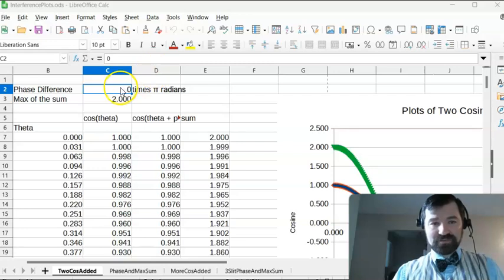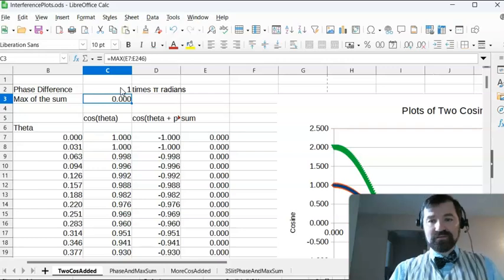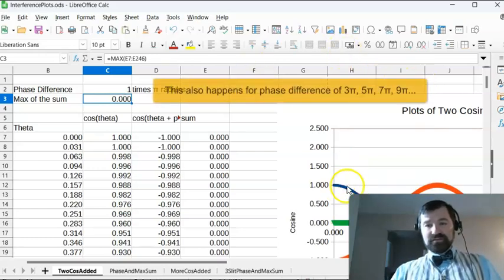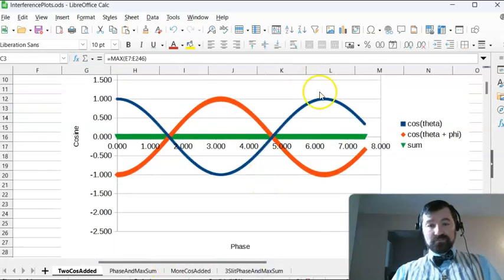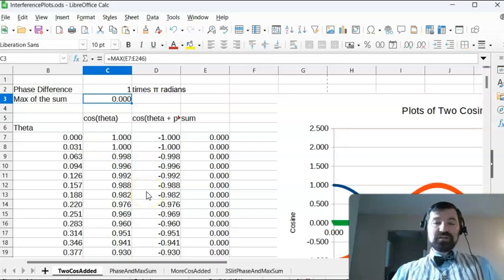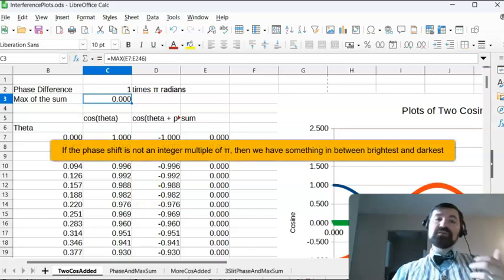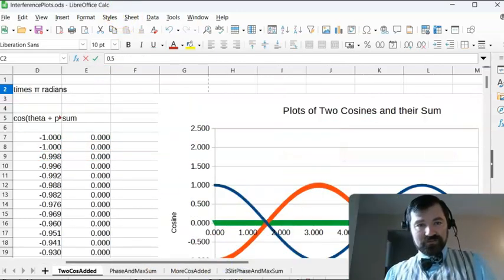But what happens if I make the phase difference, say, 1 pi? Then they are exactly out of phase. Peak of the red and peak of the blue are out of phase. Peak and trough line up. You add them together, you get a flat green. That's a dark spot. For some path lengths, you get bright spots, and some dark spots, and some something in between. If it's in between, then it's neither fully bright nor fully dark.